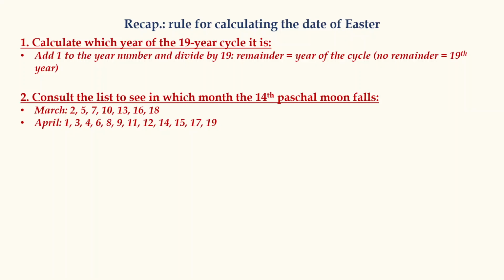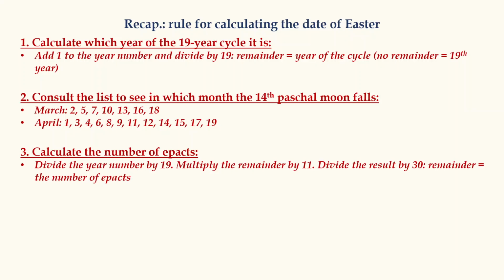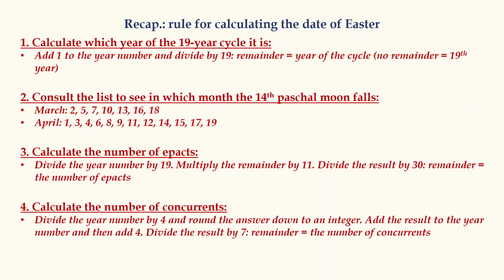The third thing to do is calculate the number of epacts. We divide the year number by 19, we multiply the remainder by 11, and then we divide the result by 30, and the remainder gives us the number of epacts. Next, we calculate the number of concurrents. We divide the year number by 4 and round the answer down to an integer. We add the result to the number of the year and also add 4. Then we divide the result by 7, and the remainder gives us the number of concurrents.